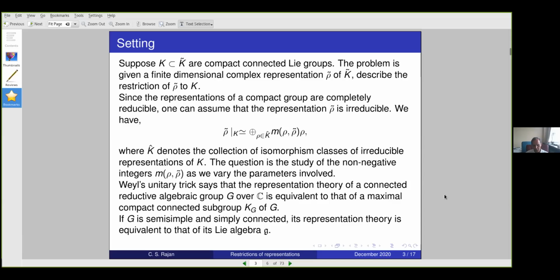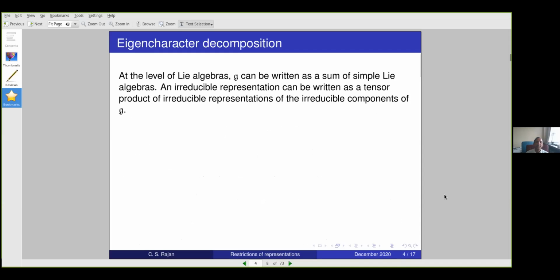Of course, the Lie algebraic version one can try to generalize to other contexts, such as Kac-Moody or other contexts where the compact group or algebraic group setting is not available so easily. At the level of Lie algebras, G can be written as a sum of simple Lie algebras. An irreducible representation can be written as a tensor product of irreducible representations of the simple components of G.